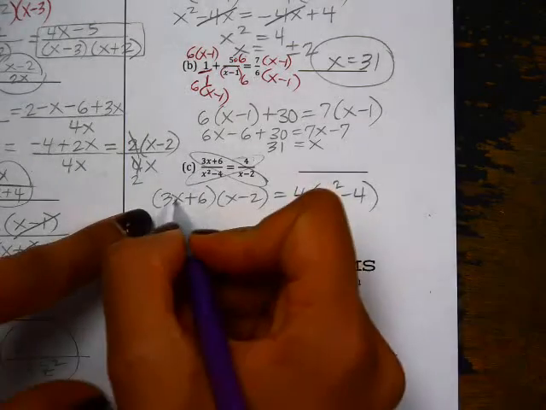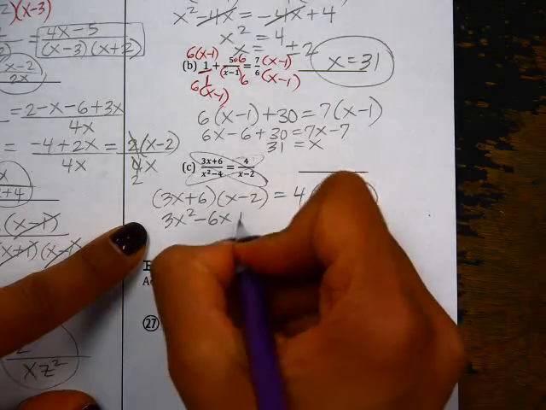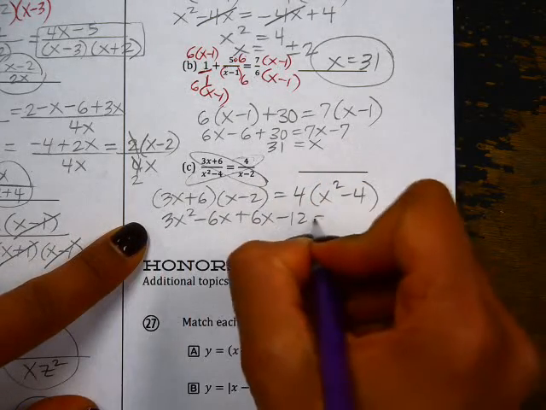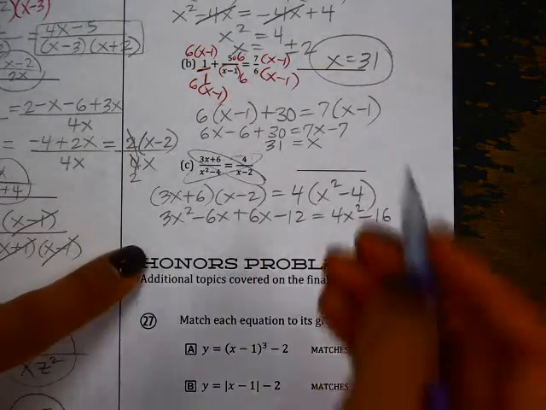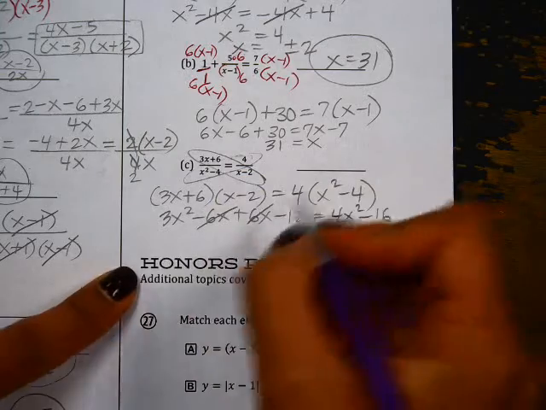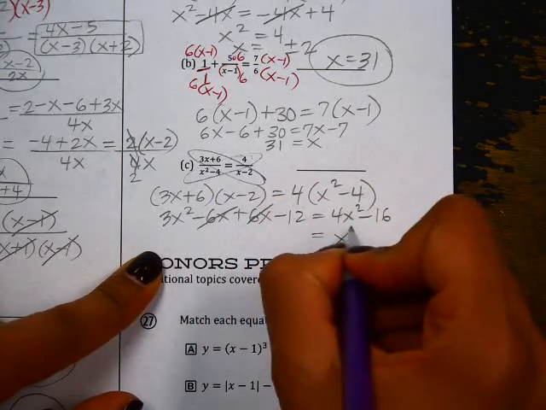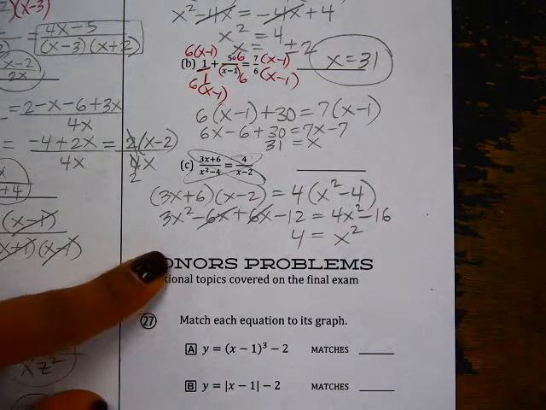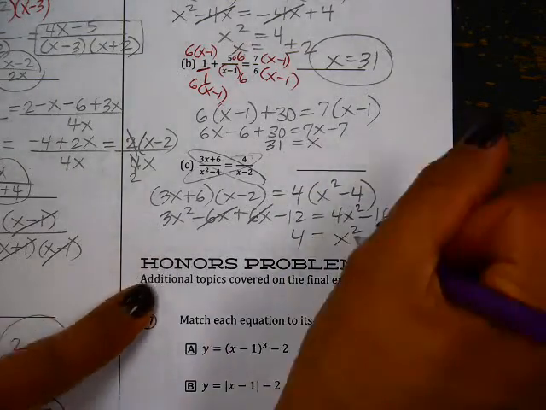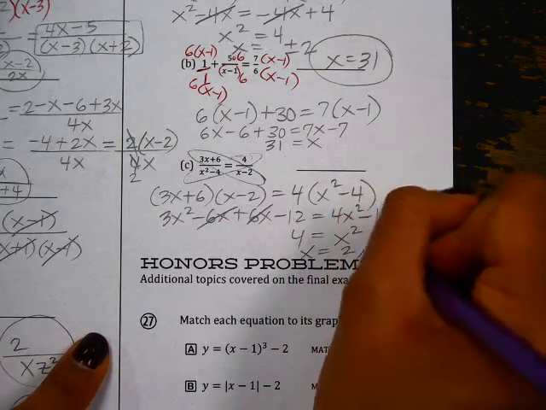So in this case, if we do distributive property, we get 3x squared minus 6x plus 6x minus 12 equals 4x squared minus 16. These cancel, so we have 4x squared minus 3x squared is 1x squared. Negative 12 plus 16 is 4. If x squared equals 4, x equals 2 or negative 2.